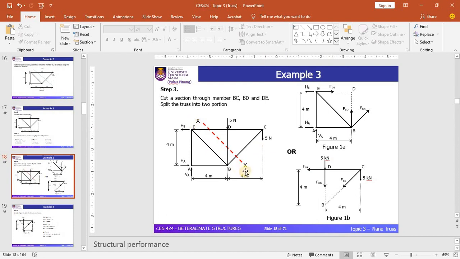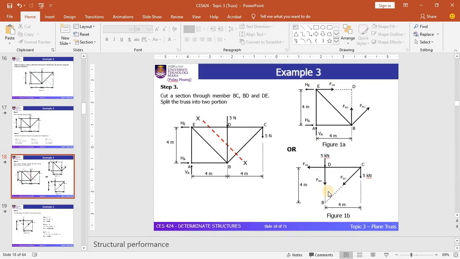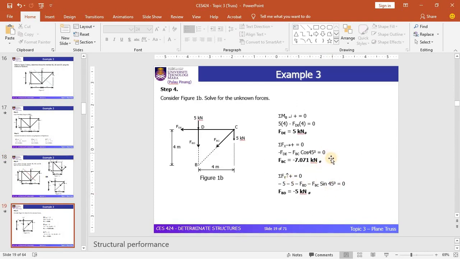This is the line that I drew in the previous slide. You can see that this line has divided the truss into 2 portions, the upper portion and the lower portion. You can see the upper portion in detail here. If you consider the lower portion, you need to calculate the reactions at the supports. But if you consider the upper portion, you can skip calculating the reactions at the supports. Let's move on to the next slide to see how we can solve the internal forces in the members.